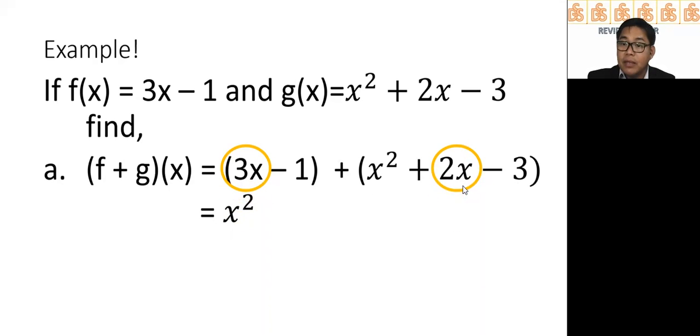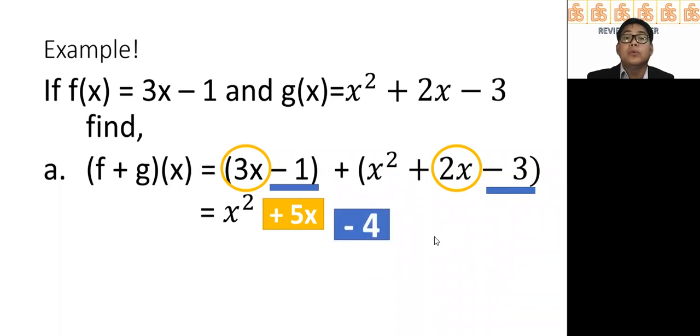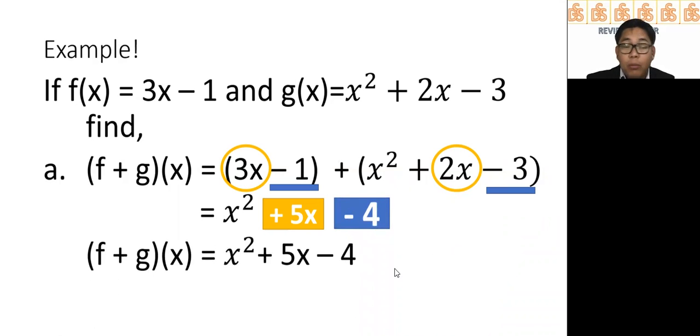3x and 2x are similar terms. But what is 3x plus 2x? Correct. That is 5x. While negative 1 and negative 3, the constant numbers, are also similar, then negative 1 plus negative 3 is equal to negative 4. Therefore, f plus g of x is equal to x squared plus 5x minus 4. Okay? So, is that clear? I hope that is clear.